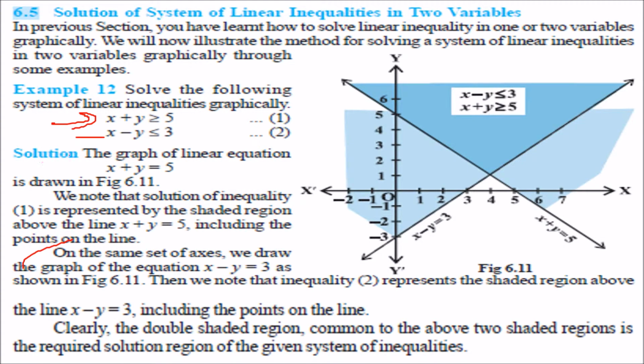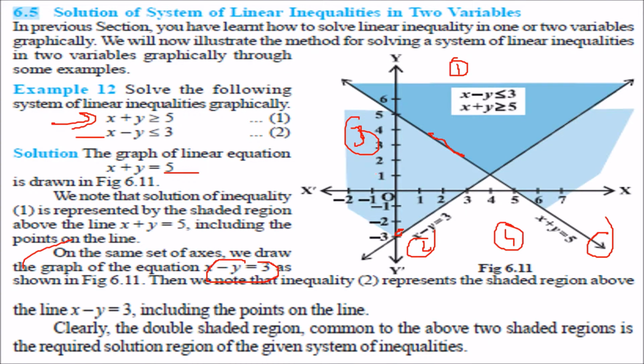Let us see how. X plus y is greater than 5. X plus y equal to 5 we will take. So actually this is our line. This is plane 1, this is plane 2. Let us take the line as x minus y equal to 3. This is the line. So what will be our plane? This is our third plane, this is our fourth plane.